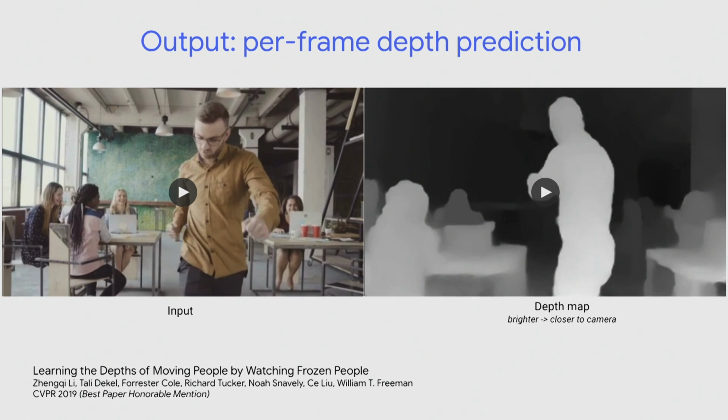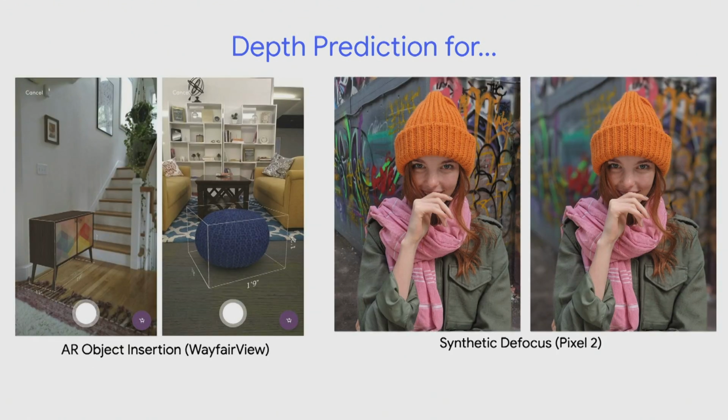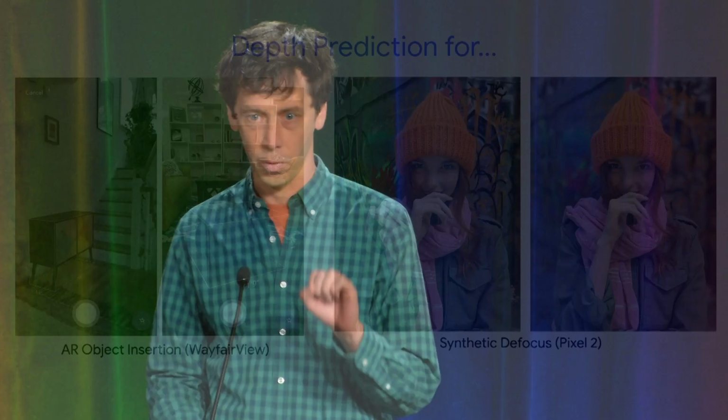So why might you want to do this? Well, it's useful for a lot of things, especially in mobile. There are applications that you probably have seen yourself. AR object insertion is one. If you have a depth map of the scene, you have a 3D geometry of the scene, you can put virtual objects in there. You can also do synthetic defocus. This is also commonly known as portrait mode, and it gives you this nice bokeh effect. But there are many other applications for this: navigation, object tracking, rendering novel views, et cetera. It's a basic problem in computer vision that's been worked on for a long time.